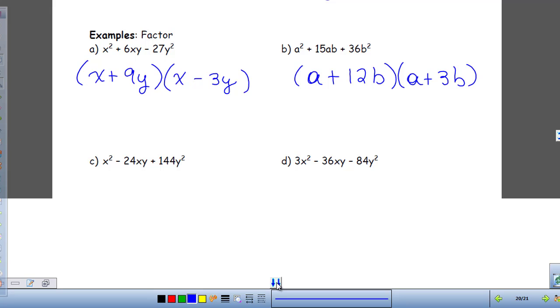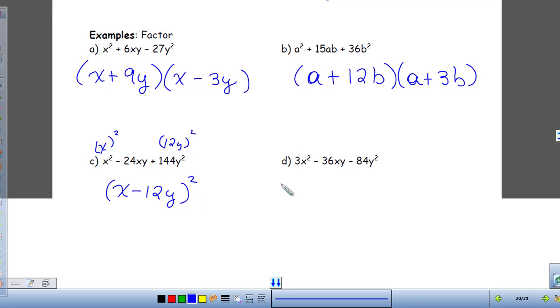What about C? 12 and negative 12? Very good. This fits one of our patterns, right? We've got a perfect square here. It's x squared, and then this is 12y squared, and in the middle we've got 2 times x times 12y. So this factors as x minus 12y squared. You still could have just tried the pairs. That works as well. But in this one, we had our pattern.